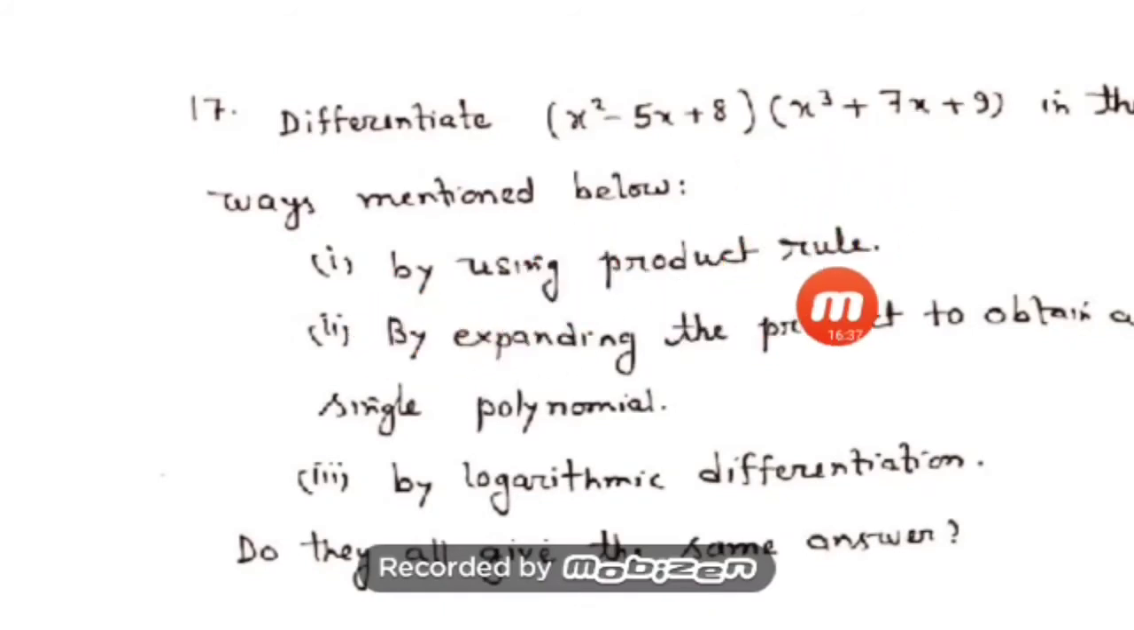One, by using product rule. Product rule, you know, you think of it as u and v, and apply the uv rule. Two, by expanding the product to obtain a single polynomial. That is, first you multiply these two and express as a polynomial, then take the derivative. And thirdly, by logarithmic differentiation. Taking log on both sides, we have to do the differentiation. And the question asked is, do they all give the same answer? This is your question. So, hope you understand it.